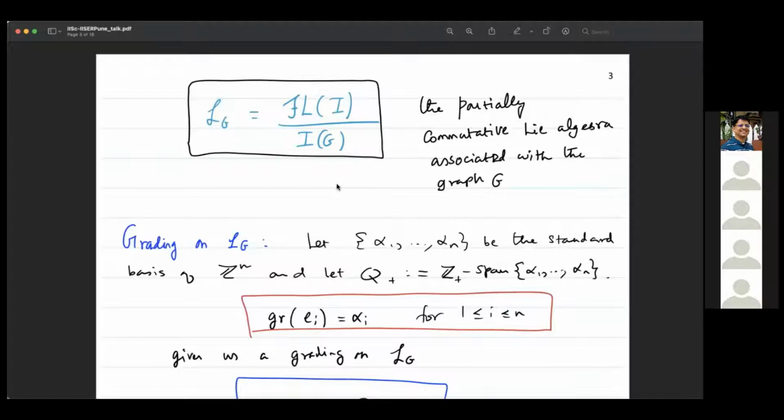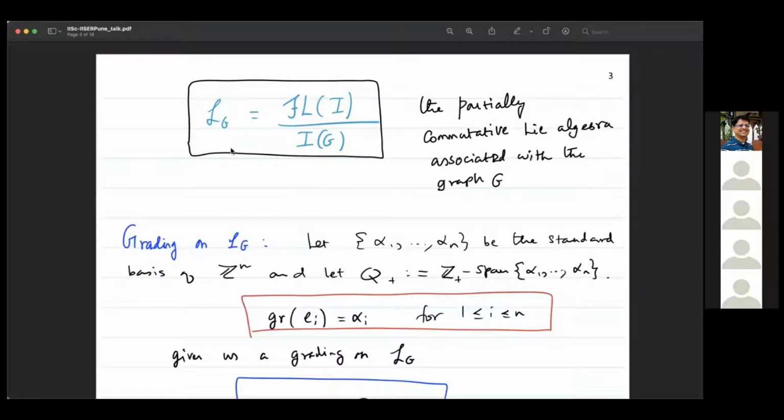And of course, one is interested in understanding the relationship between all these objects: the monoid, group, associative algebra, Lie algebra, and so on. So I will tell you some of the relations in this talk, and then I will tell you why they are important.